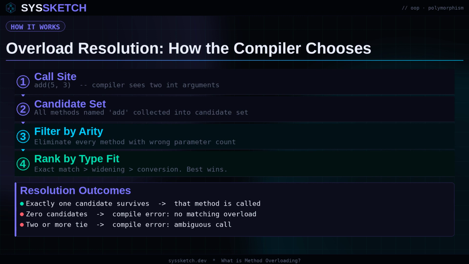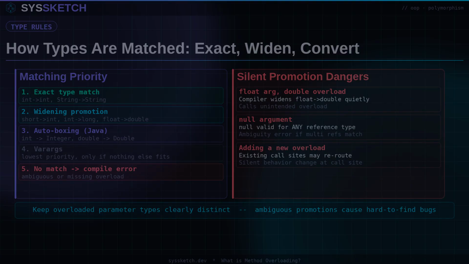In languages like Java and C++, the compiler builds a candidate set, eliminates versions whose parameter counts don't match, then ranks the remaining candidates by how well the argument types fit, preferring exact type matches over implicit conversions. If exactly one candidate survives, that's the one called. If zero survive, you get a compile error. If two or more tie, you get an ambiguity error. The whole process runs before your program ever executes.